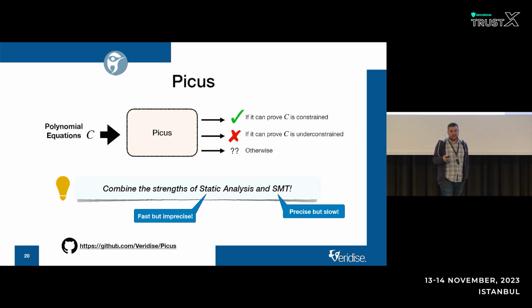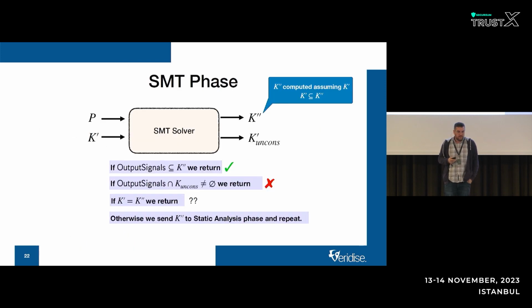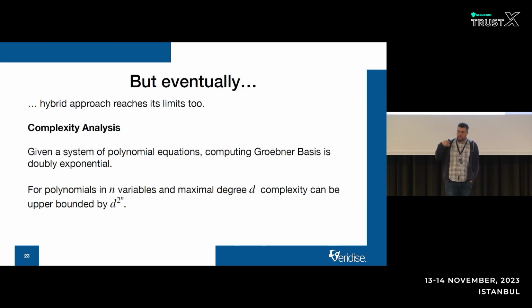What PICUS does is combine this SMT-based reasoning with some static analysis, so it's an interactive loop between the two, and whenever one gets stuck with the input, it just passes it on to the other, and together they try to solve it. The nice thing about it is that it improves your performance quite a lot, but it is a difficult problem, so even with PICUS, you run into problems.